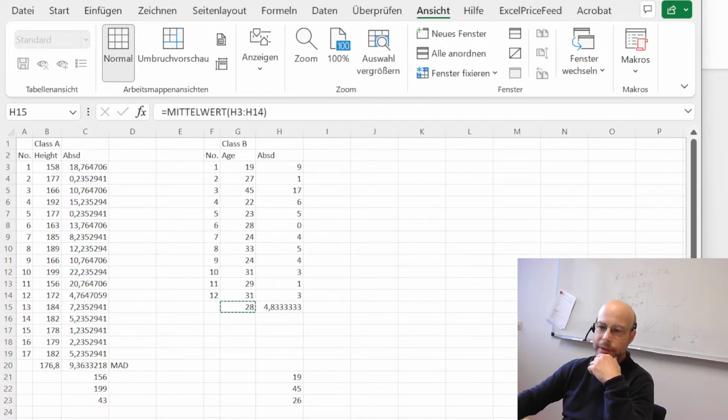Okay, good. So again, to recapitulate this, we take the arithmetic mean here, we calculate all the absolute distances, and then we take the arithmetic mean of the absolute distances.